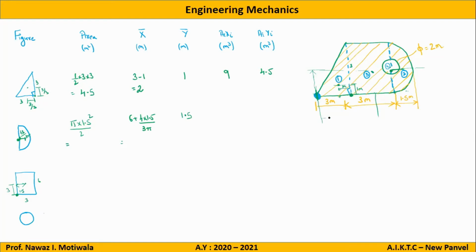How much will it be from here to here? What will be this distance? 4.5. How did you get 4.5? From here to here it is 3, and from here to here we know that it is 1.5. So it will be 3 plus 1.5, that is 4.5. So I will write it here also.